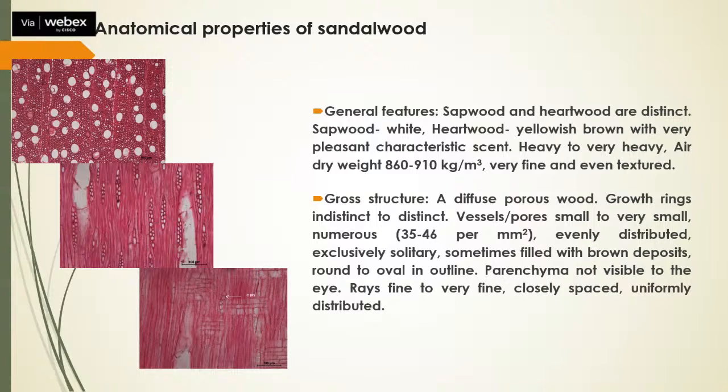Next comes the gross structure. This gross structure is described using the 10x hand lens, a magnification hand lens. This is a diffuse porous wood. Already the difference between diffuse porous and ring porous has been discussed. Diffuse porous wood is, within a growth ring, if the pores are of uniform size and uniformly distributed, it is called a diffuse porous wood.